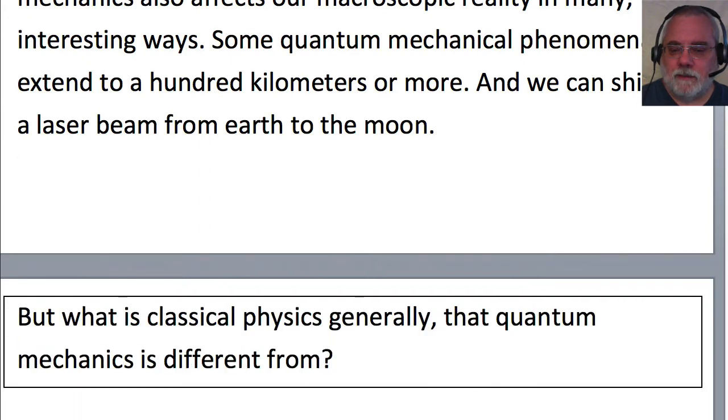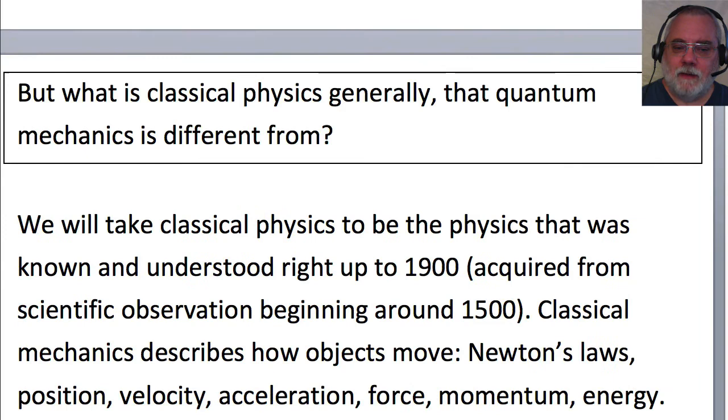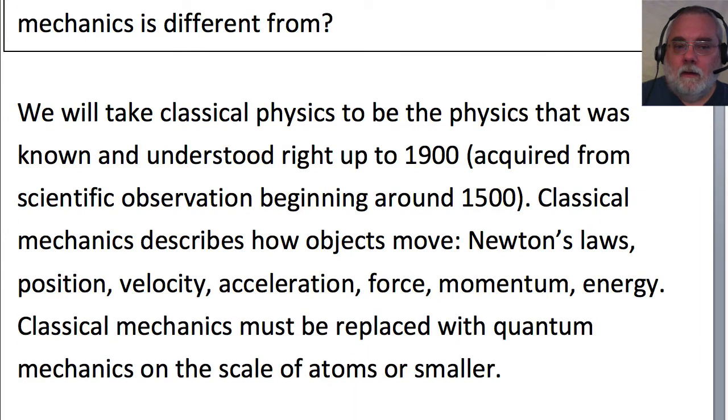But what is classical physics generally that quantum mechanics is different from? We will take classical physics to be the physics that was known and understood right up to 1900, acquired from scientific observation beginning around 1500. Classical mechanics describes how objects move: Newton's laws, position, velocity, acceleration, force, momentum, energy. Classical mechanics must be replaced with quantum mechanics on the scale of atoms or smaller.